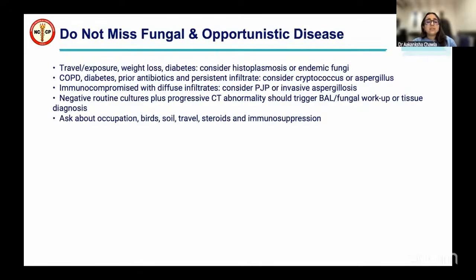Remember that you must think of opportunistic diseases and not miss fungal infections. Ask the patient for any history of travel, any history of exposure, any unintentional weight loss. If the patient is diabetic, you should think of histoplasmosis or endemic fungi. In patients with COPD, diabetes, prior antibiotics, or a persistent infiltrate, you should consider Cryptococcus or Aspergillus. And in the immunocompromised with diffuse infiltrates, consider pneumocystis or invasive aspergillosis.